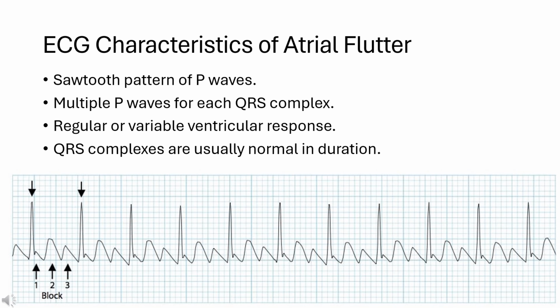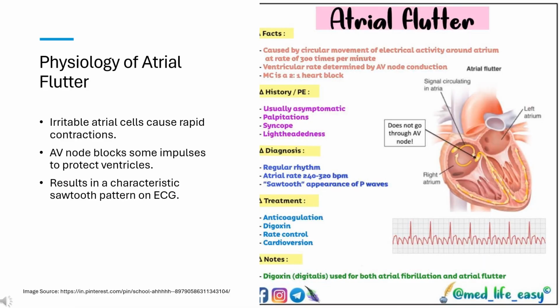Despite the rapid atrial activity, QRS complexes in atrial flutter are typically normal in duration, measuring between 0.06 and 0.12 seconds. This is because atrial flutter primarily affects the atria and the AV node, without directly altering the ventricular conduction pathways. If the QRS duration is prolonged, it could indicate the presence of an additional conduction abnormality, bundle branch block, or ventricular hypertrophy. Now let's look at the physiology of atrial flutter.